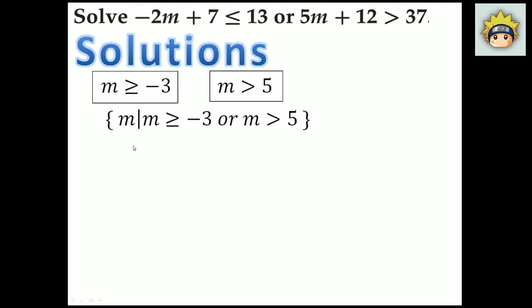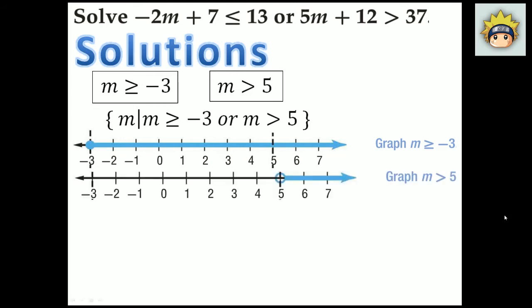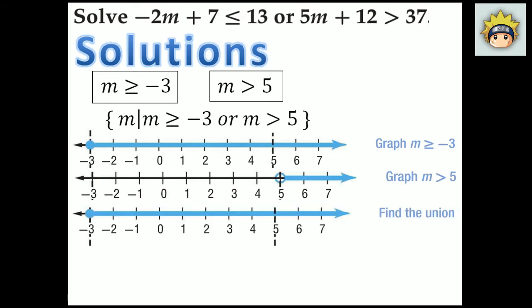This is how the solution set looks for the union statement, because remember it uses the word or. Here's the graph for m is greater than or equal to negative 3. Do you see how it's closed at negative 3 and goes all the way to the right? Those are the values where m is greater than or equal to negative 3. Then you graph m is greater than 5. It's open at 5 and goes all the way to the right, because those are the values greater than 5. If you find the union, you put this and this together.